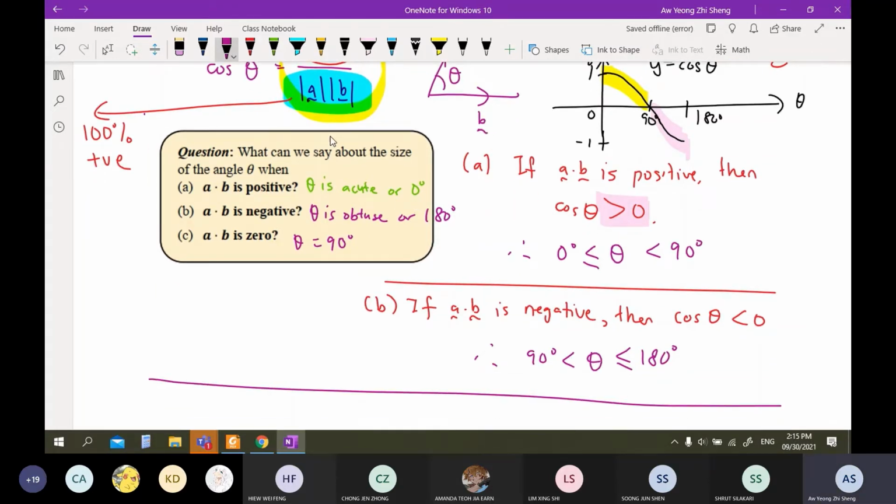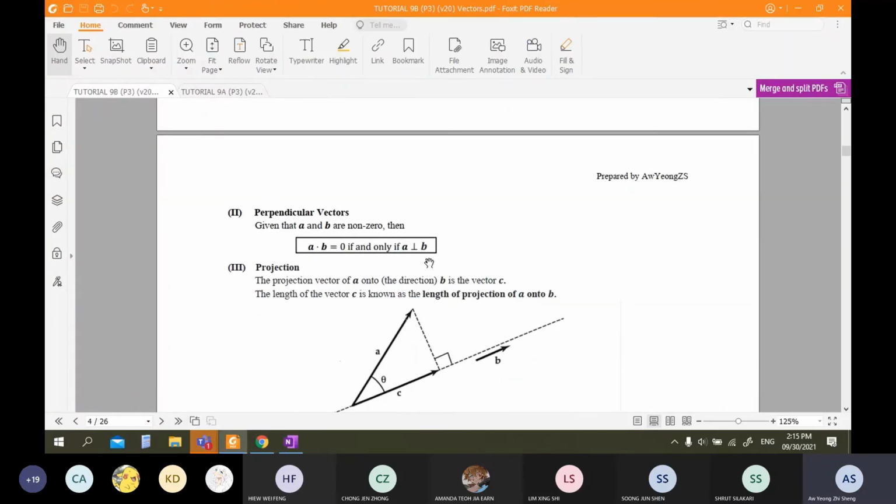Okay, so this box here is just for you to be aware. Just by looking at the plus or minus sign of the numerical value of A dot B, you can tell whether you expect an acute angle, an obtuse angle, or 90 degrees. Right. Next, perpendicular vector, nothing new.